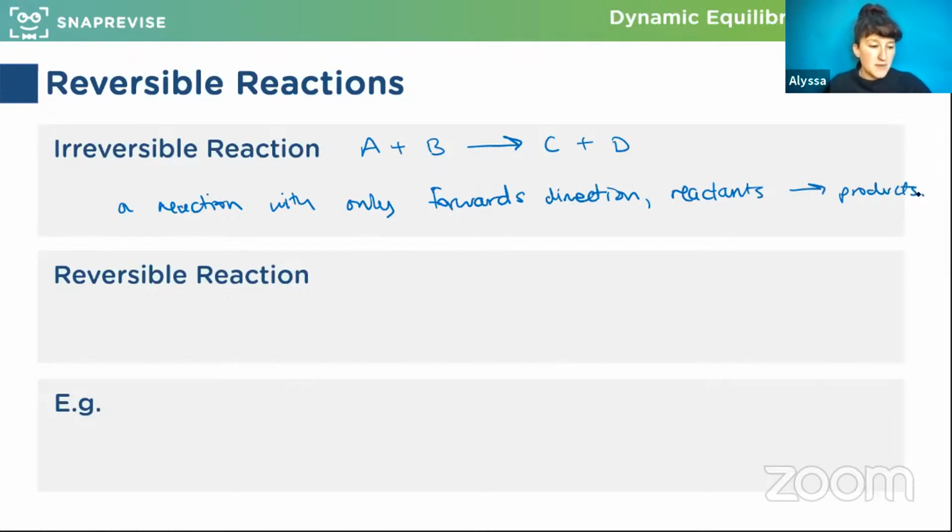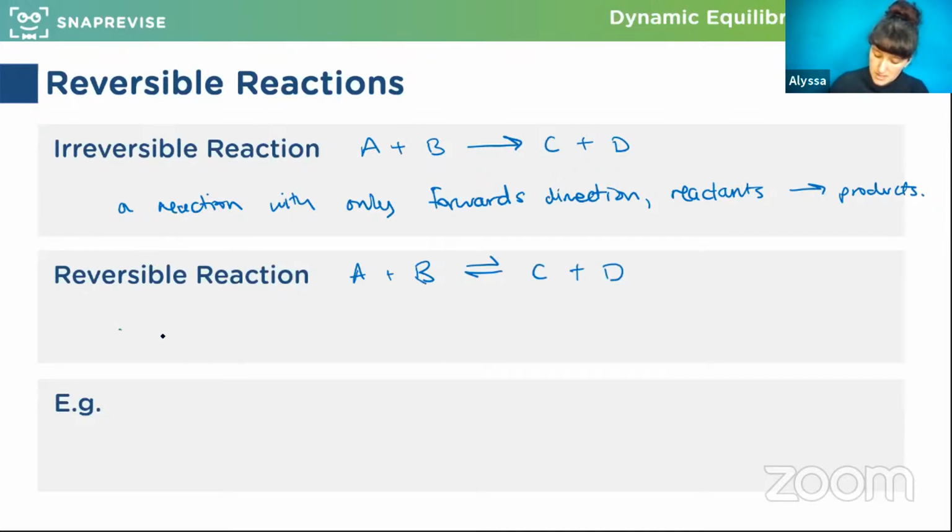Lovely, well done. It can't be undone. Yeah, you can't reform the reactants again. Brilliant. But therefore, you guys are exactly right. A reversible reaction is one which has both a forward and a backward reaction.